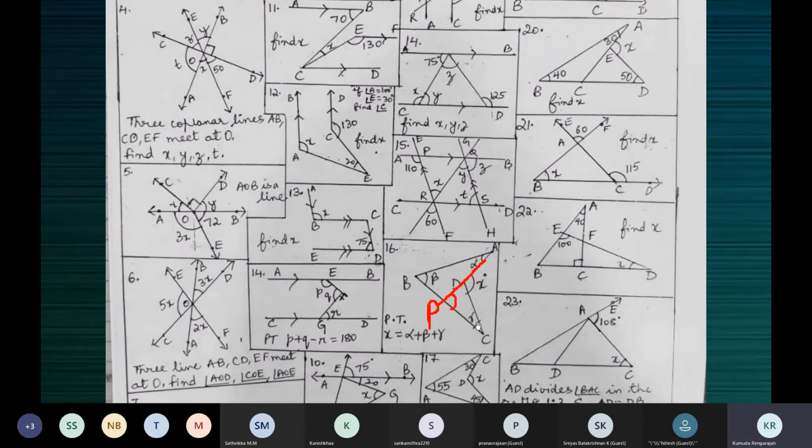Next, take up the small triangle. In the small triangle, X is the exterior angle because the side PD is produced. X is equal to this angle plus this angle, and this angle is alpha plus beta plus this one, gamma. So X is equal to alpha plus beta plus gamma.